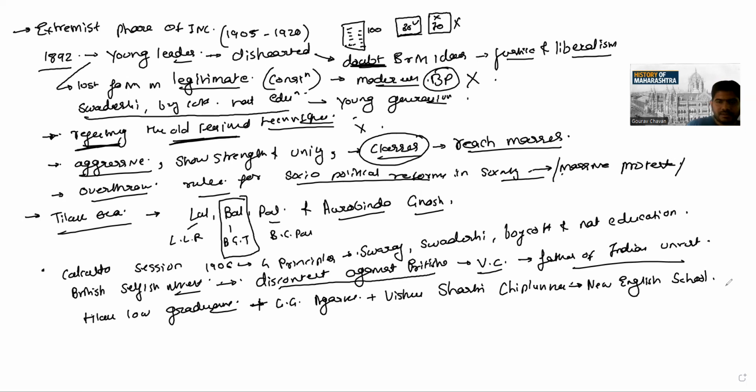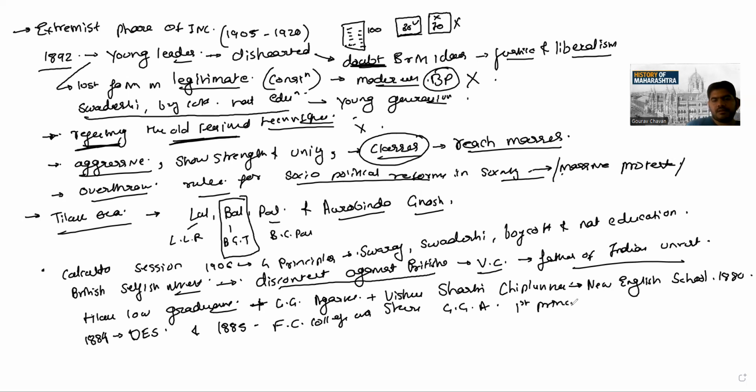When it was set up, generally you can say in the 1880s, then in the year 1884 they established the most prominent society of Pune, which is called the Deccan Education Society. And the next year itself, that is in 1885, Fergusson College was started with G.G. Agarkar as its first principal.